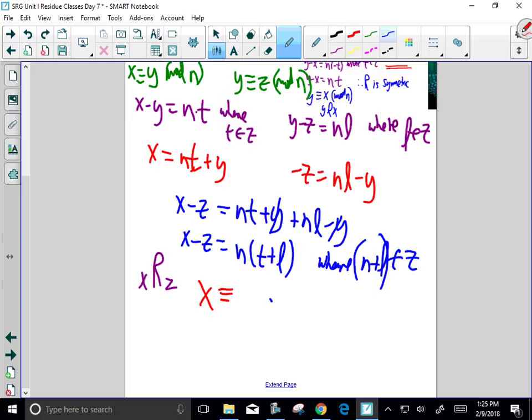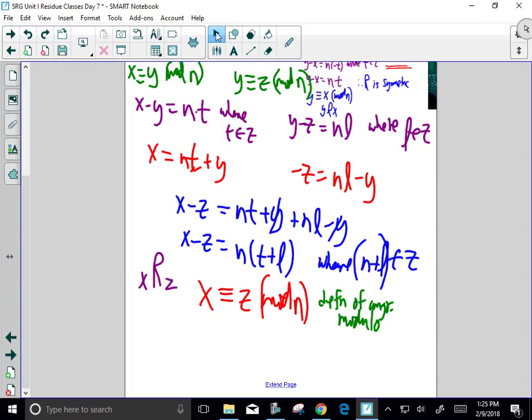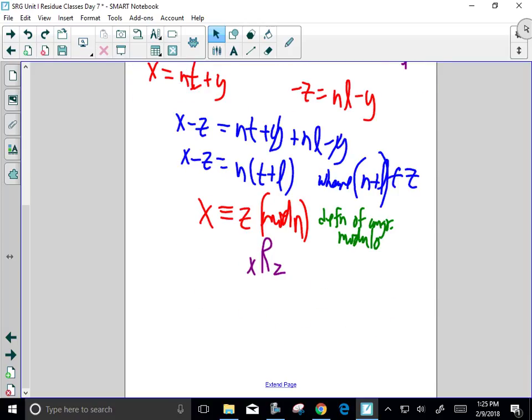So now can we say x is congruent to z mod n, and this is the definition of congruence. It's just starting to flow a little bit. Modulo, I'd like to say it that way. And therefore, do we have x R z? Yeah.